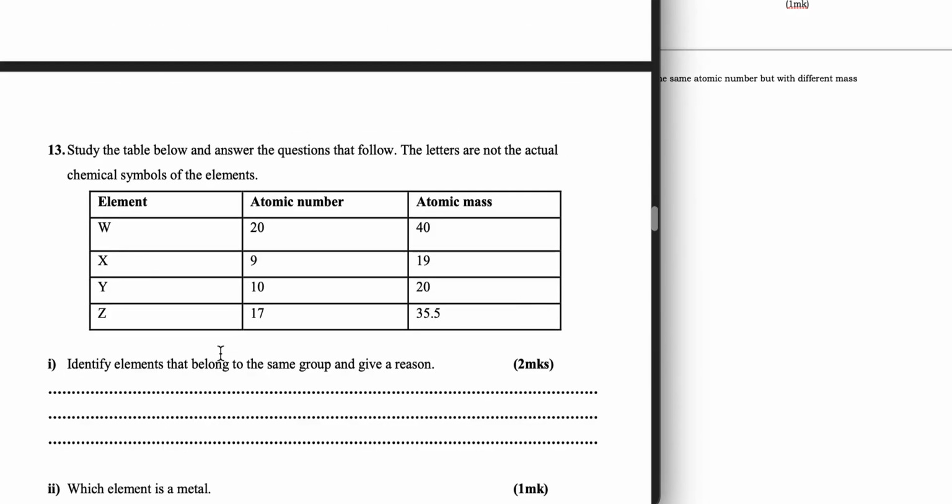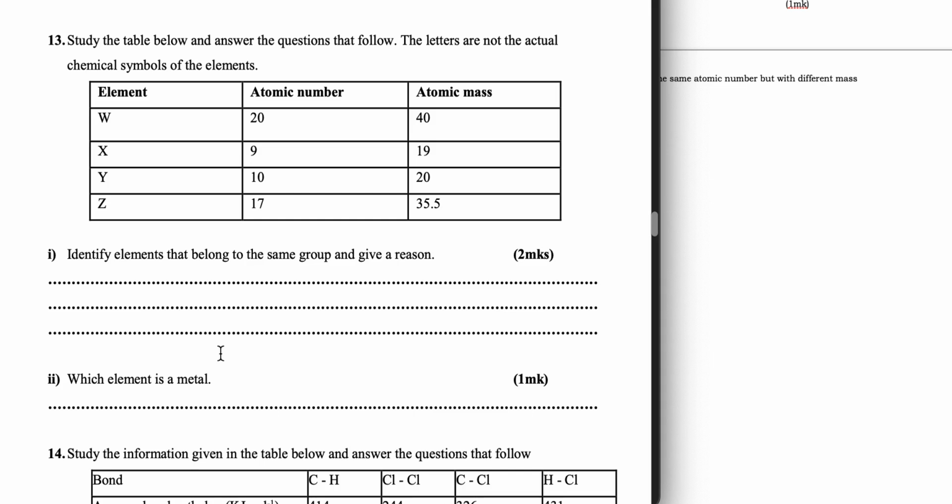Question 13. Study the table below and answer the questions that follow. The letters are not the actual chemical symbols of the elements. We have element W, X, Y, Z. Element W atomic number is 20, X is 9, Y is 10, Z is 17. While element W atomic mass is 40, X is 19, Y is 20, and Z is 35.5.